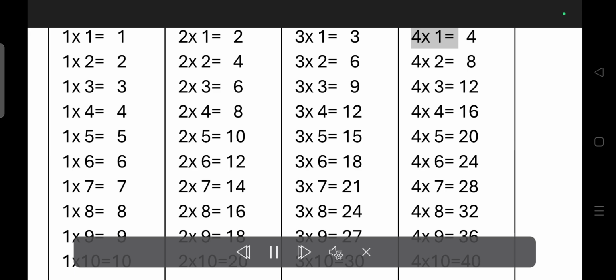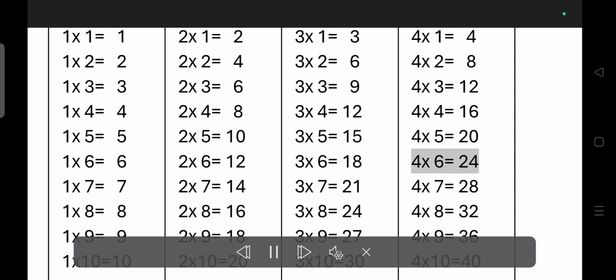4 times 1 is equal to 4. 4 times 2 is equal to 8. 4 times 3 is equal to 12. 4 times 4 is equal to 16. 4 times 5 is equal to 20.